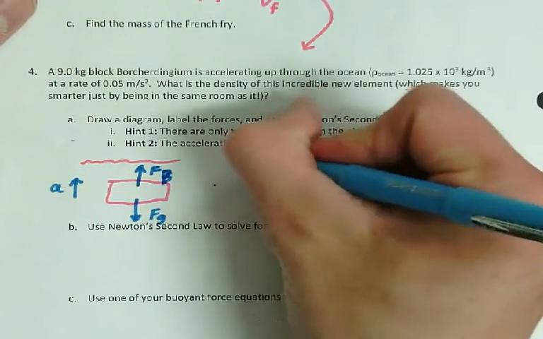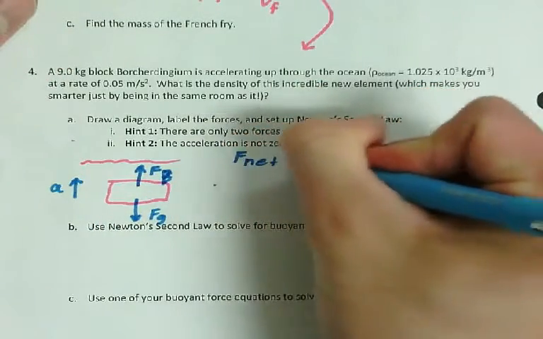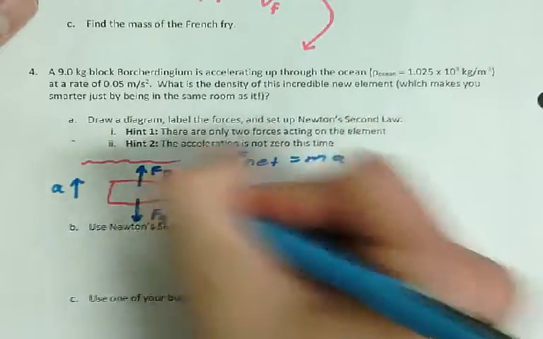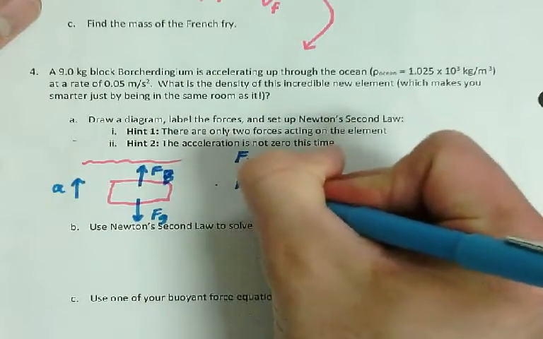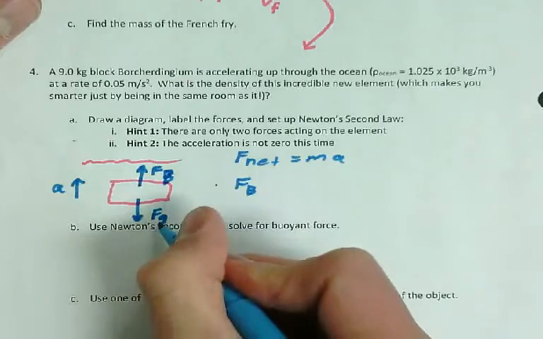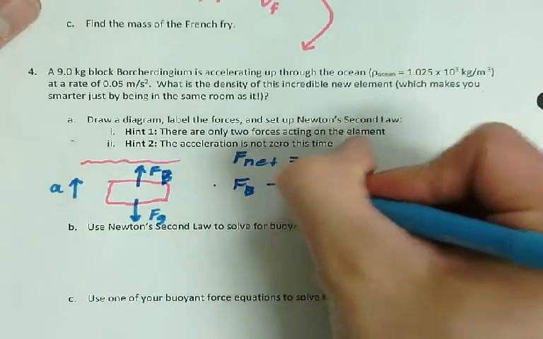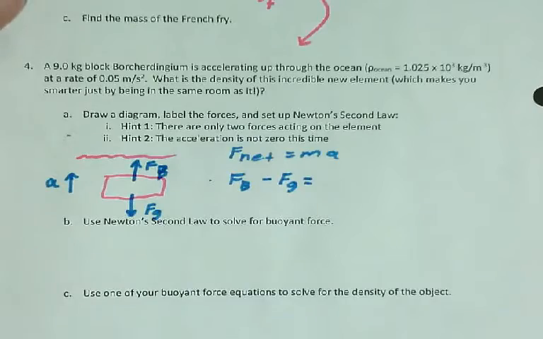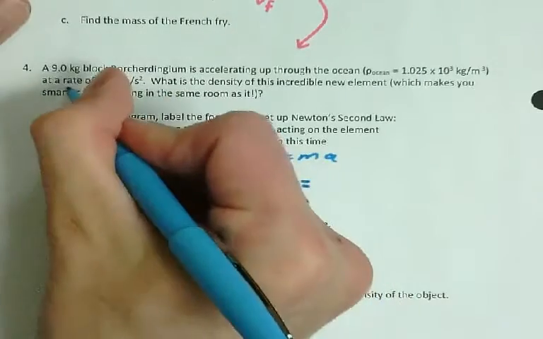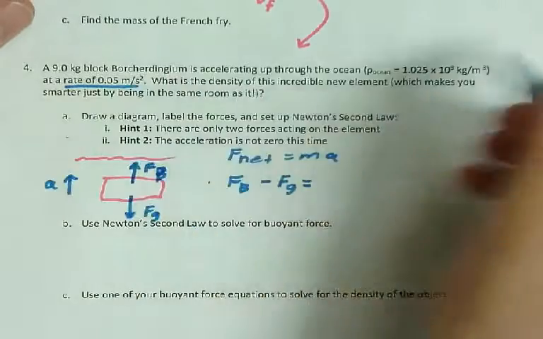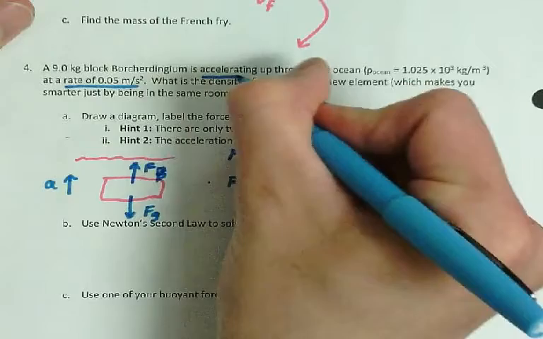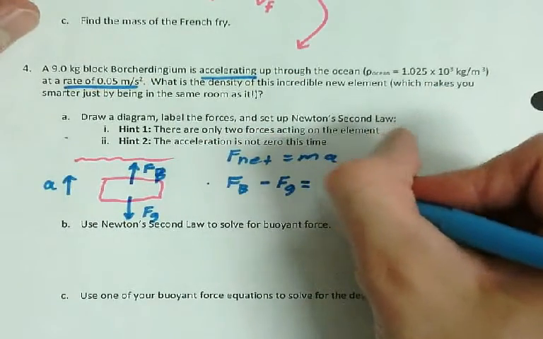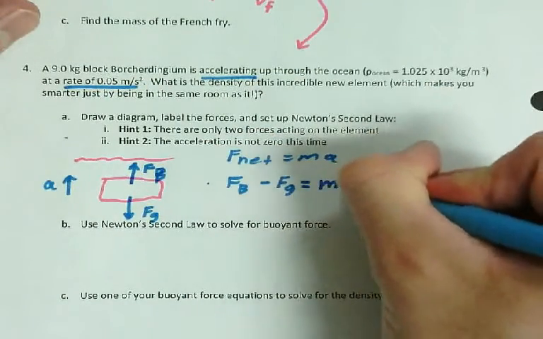Set up Newton's second law. All right, F net equals ma. F net is all the up forces. Buoyancy, that's it. Minus all the down forces. Fg, that's it. Equals ma. This time it's not 0 because I say it accelerates at a rate of 0.05. So ma is an actual thing this time.